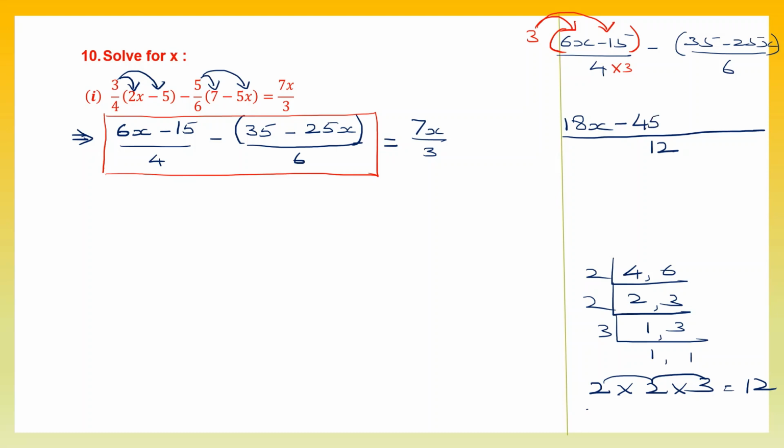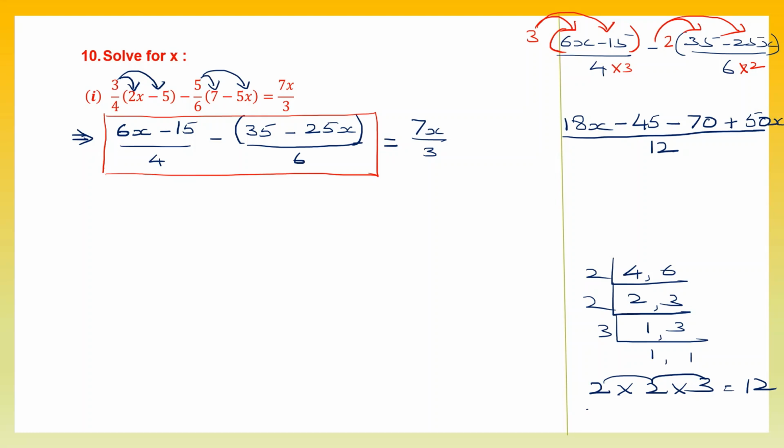Now let's go to the other side. Here 6 2s are 12, so I need to multiply this whole thing by 2. So let me multiply that with minus 2. First with 35: minus 2 into 35 will be minus 70. Now I multiply minus 2 into minus 25. So the sign will become minus into minus is plus. Then 25 into 2 is 50, and that is x.